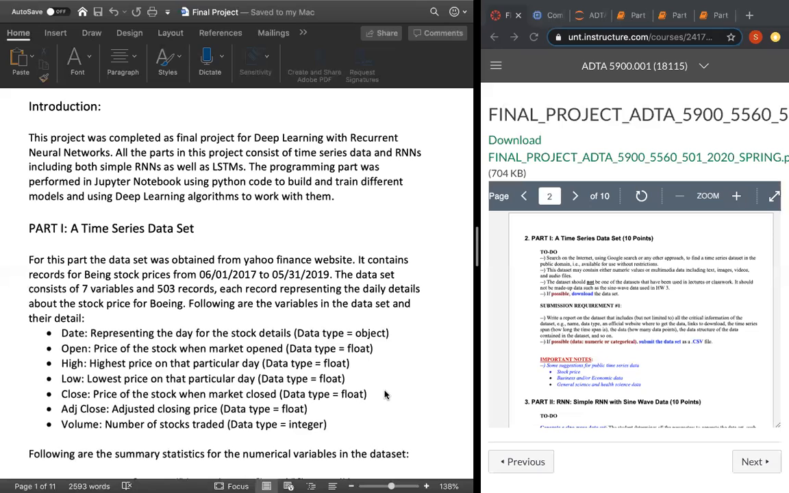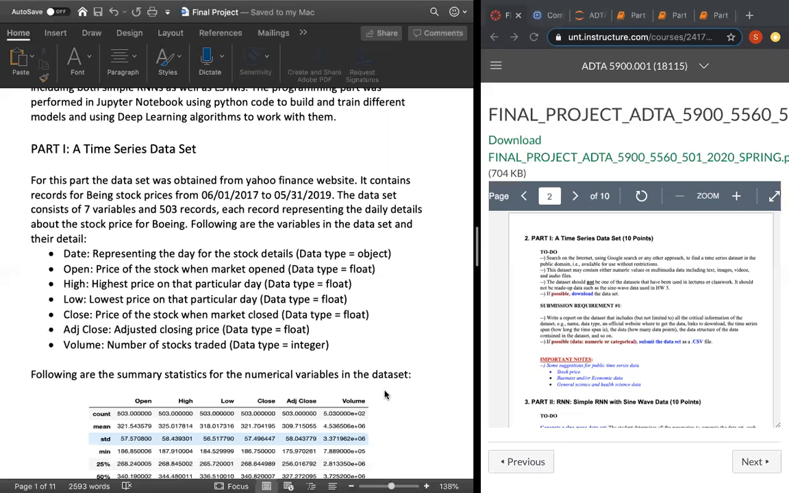So this data set consists of seven features or variables, you can call them, and the total number of records that this includes is 503. Each individual record represents different values for a particular day between these dates. So I'm gonna talk about the features that are present in the data set.